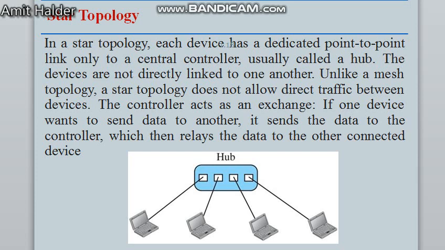So in a star topology, each device has a dedicated point-to-point link only to a central controller, usually called a hub. The devices are not directly linked to one another, unlike a mesh topology. The star topology does not allow direct traffic between devices. The controller acts as an exchange. If one device wants to send data to another, it sends the data to the controller, which then relays the data to the other connected devices.